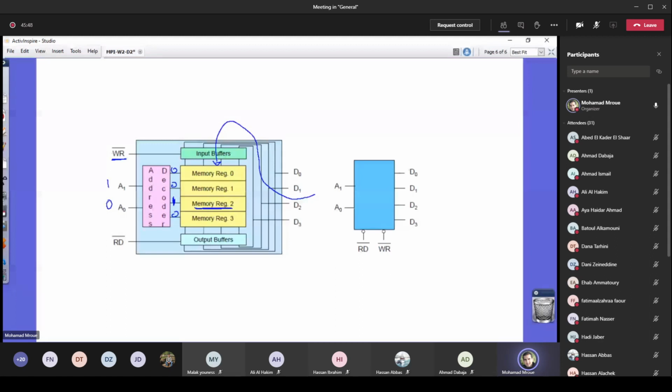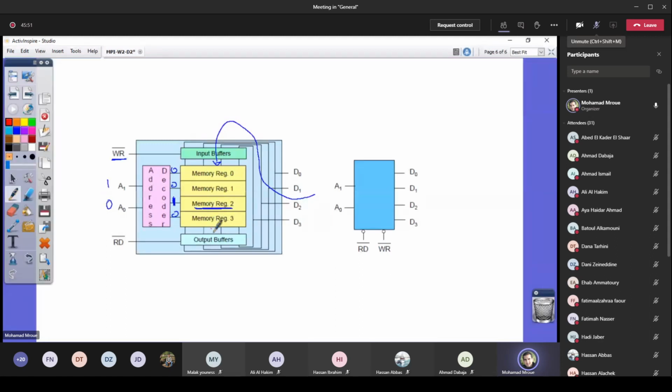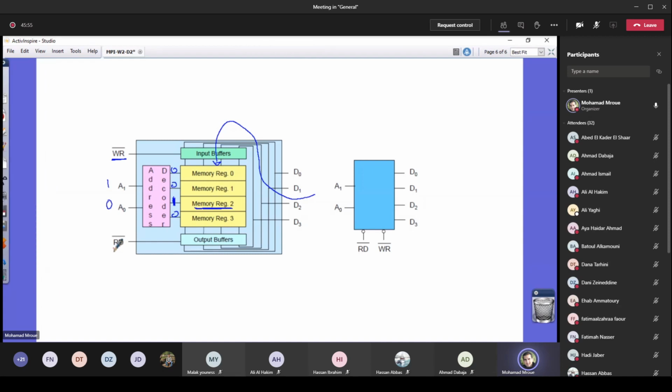Now, to read from memory, in this case we have to activate the read signal in order to read from this memory. For example, if we have 1, 1 here, in this case we will be reading from the last memory register. We will have here 1 and 0s. Only one memory register is enabled in this case.